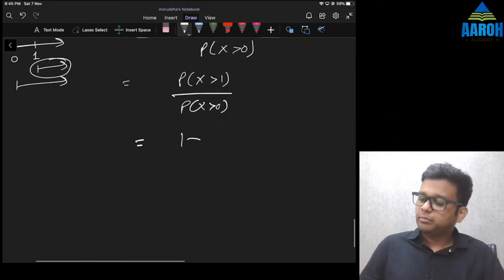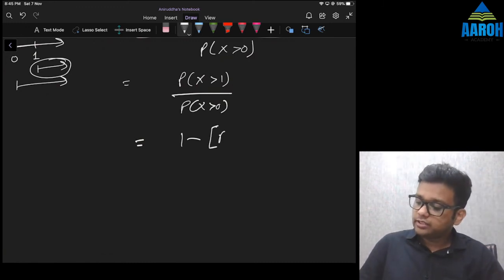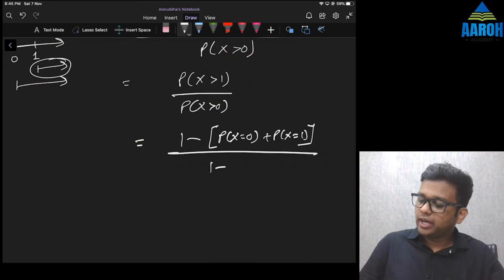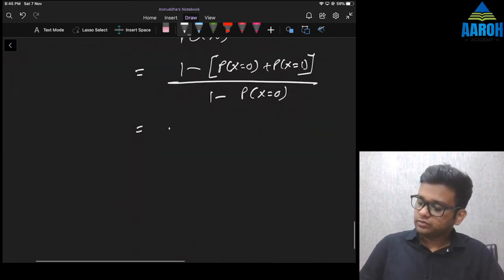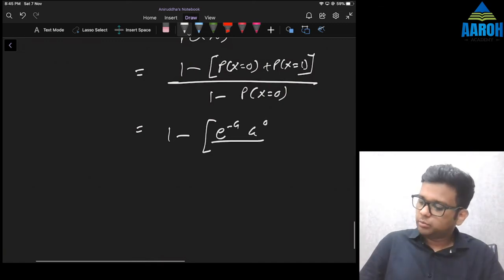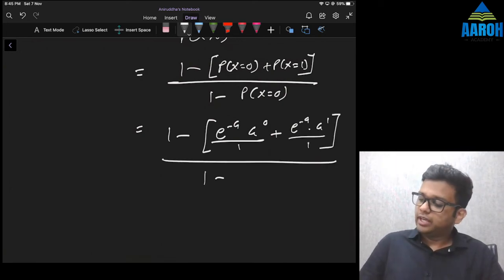Let's try to solve this. This will be 1 minus, because greater than 1 means 2, 3, 4, 5, everything. So let's do 1 minus 0 and 1, divided by 1 minus only 0, since greater than 0 means that. Let's solve this. Our m was what? 4. So 1 minus bracket e raised to minus 4 into 4 raised to 0 upon 0 factorial, plus e raised to minus 4 into 4 raised to 1 upon 1 factorial, divided by 1 minus, again the same, e raised to minus 4 into 4 raised to 0 upon 1.